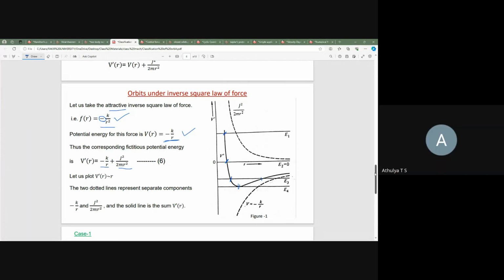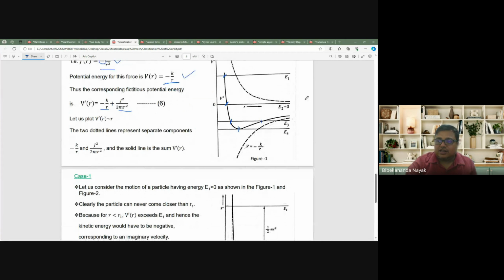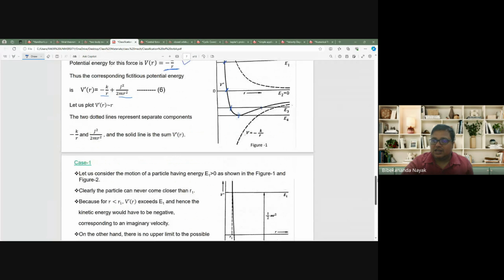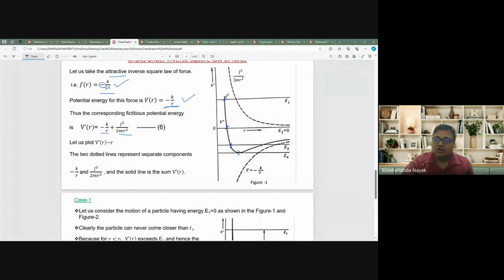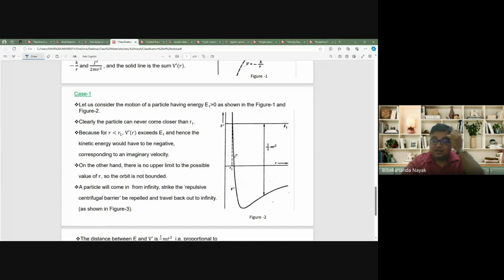So we can plot this easily. Let us consider case 1, the E1 case. Total energy E1 is greater than 0, meaning positive energy. Since the energy is positive, it has only one turning point. Clearly the particle can never come closer than R1, because here it turns its motion and cannot go further. If it is coming from this side, it will move like this and does not go further.